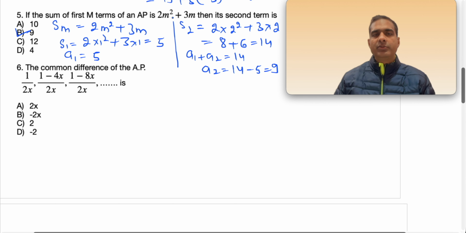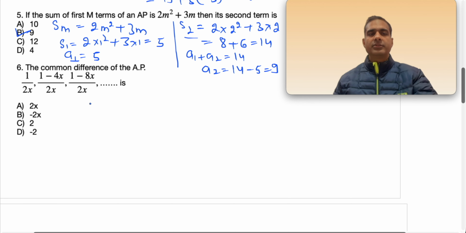So this was an easy question and it was based on the formula for finding out sum of any number of terms in the series, and it was given Sm is equal to 2m square plus 3m, and we had to find out the second term. We first found out sum of one term, which will be the first term only. Then we found out sum of two terms, which is A1 plus A2. We substituted the value found in the first step, A1. So A2 will be 14 minus 5, that is 9. So the second term will be 9.